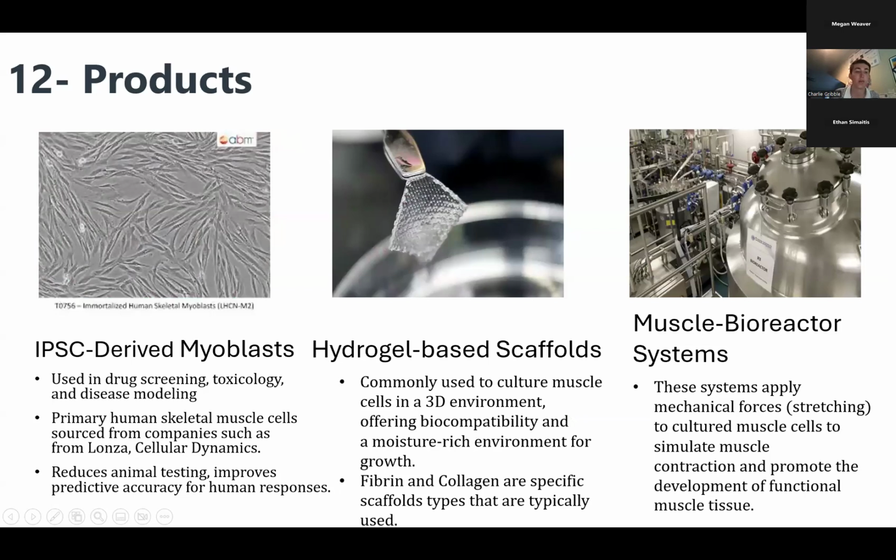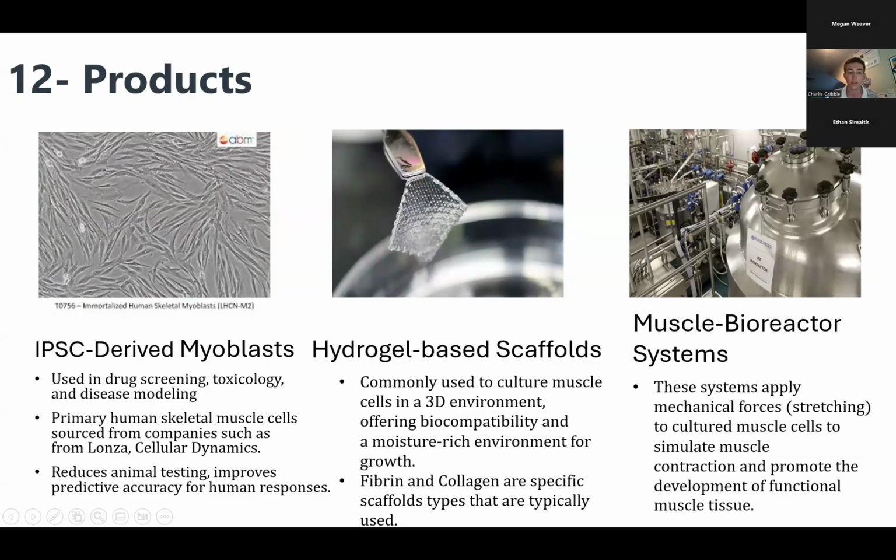Looking at some of the key products under skeletal muscle tissue engineering, the first one is the iPSC-derived myoblast. They're used in drug screening, toxicology, and disease modeling, and they're sourced from different companies, but basically this helps reduce the use of animal testing and improves the accuracy for human responses.